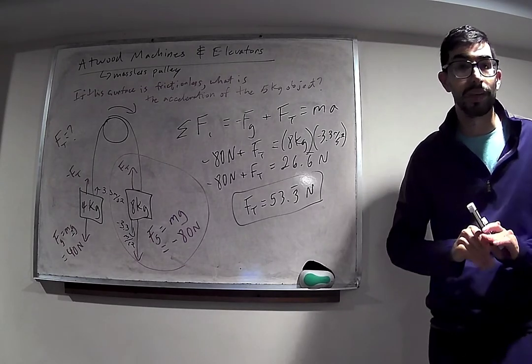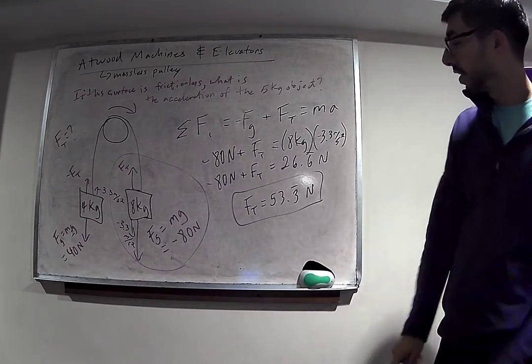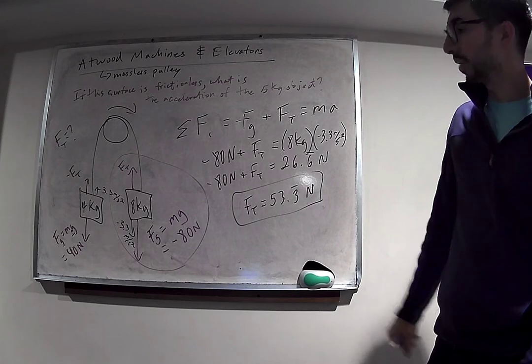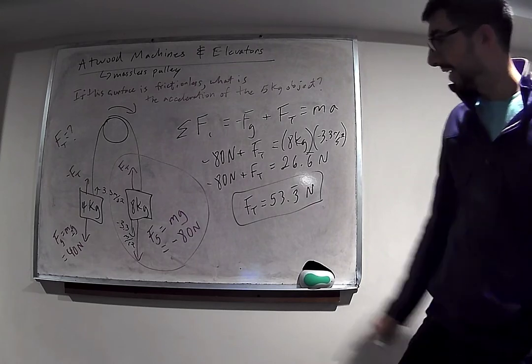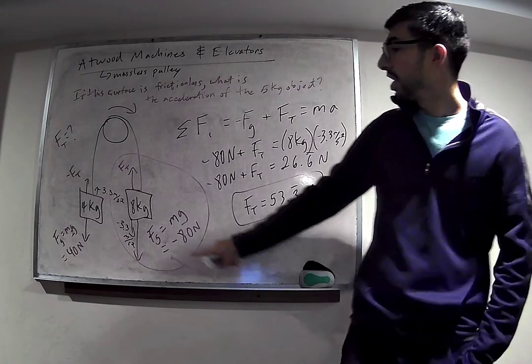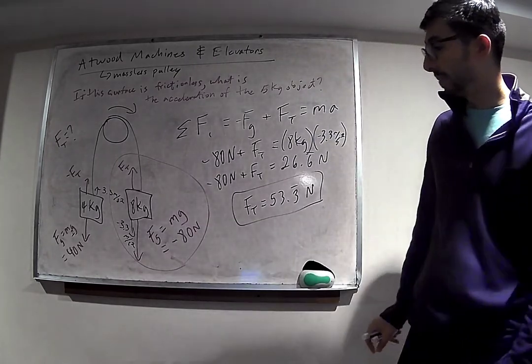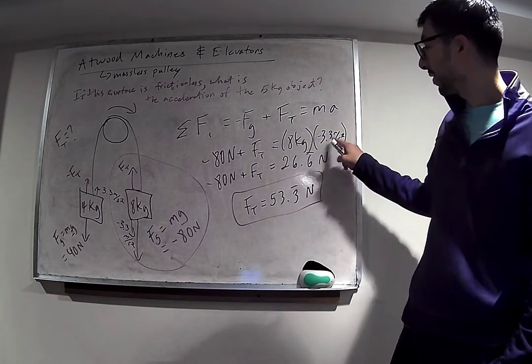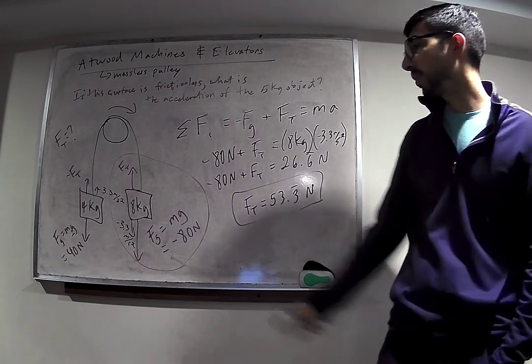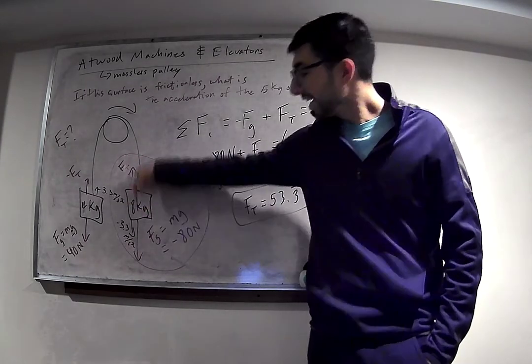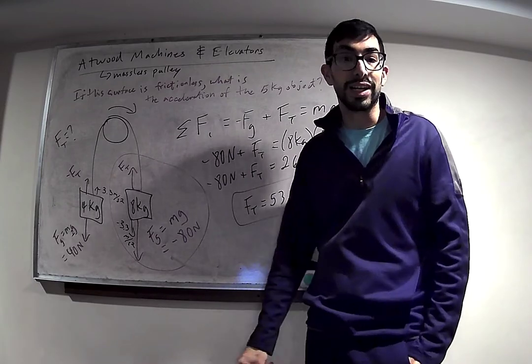Let's look at some other stuff going on here. So we have our tension here, 53.3 newtons, slowing the object down. It's upwards, it's slowing the object down. Does this fall with an acceleration of 9.81 meters per second squared? No, it falls with an acceleration of 3.3 meters per second squared, because this tension force is reducing it. It's preventing it from having free fall.